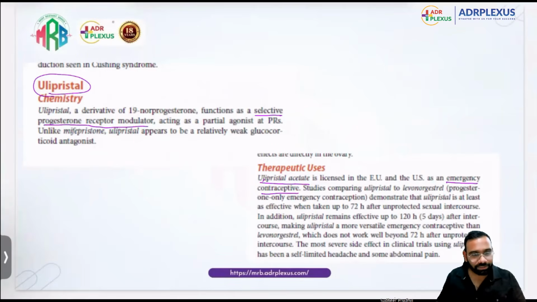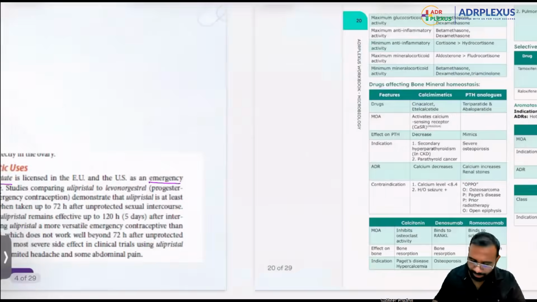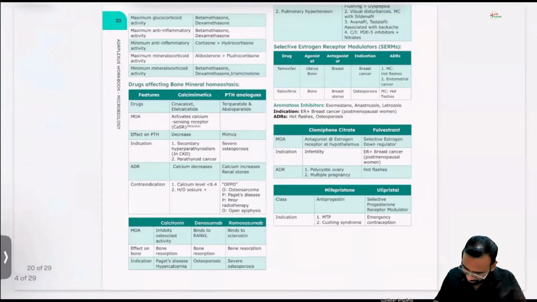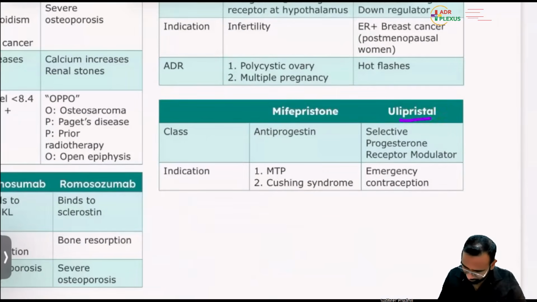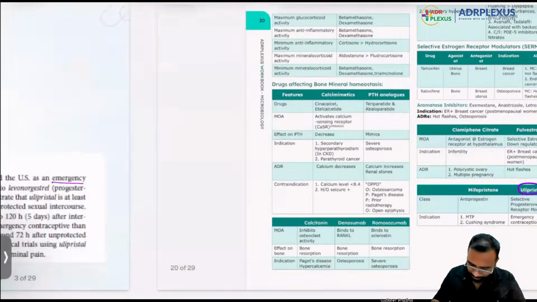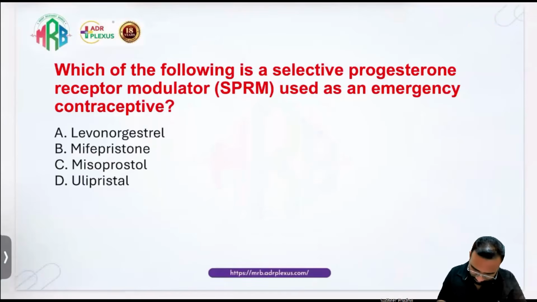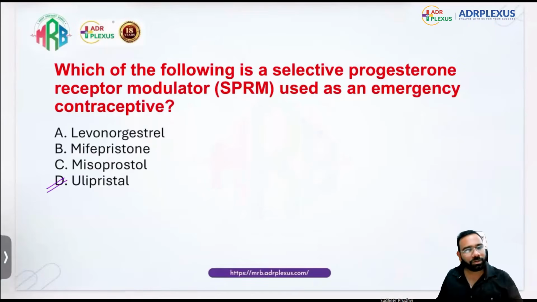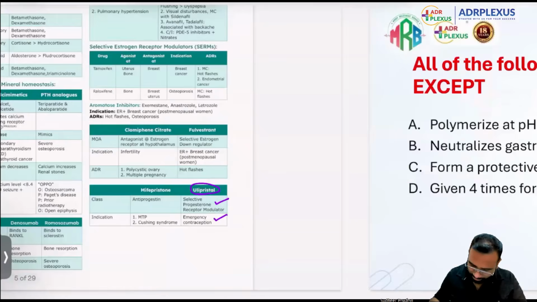As per the reference, and if you can see our MRB notes as well, Ulipristal, selective progesterone receptor modulator for emergency contraception. So it is a direct question from our book. The answer will be Ulipristal. That is the correct answer for this question. Now let's go to the second one.